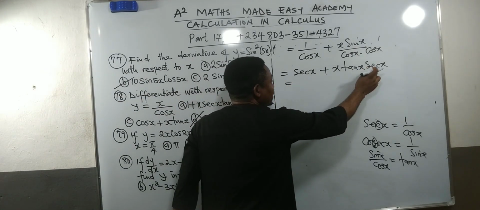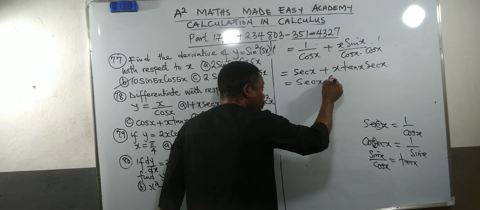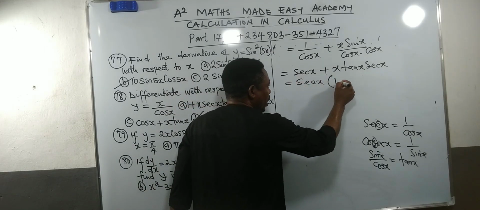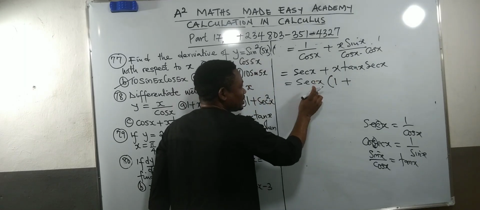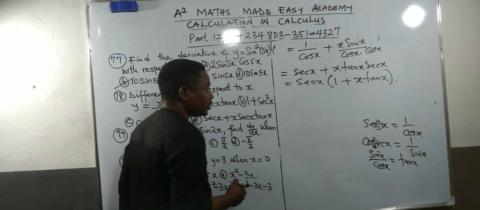There is sec x here, there is sec x here. I'm going to factor sec x. I'm just telling you another way. Open the bracket. When sec x divides sec x, it will give you 1 plus. Are you there? When x times sec x is divided by sec x, it will give you only x. And that is also the final answer.